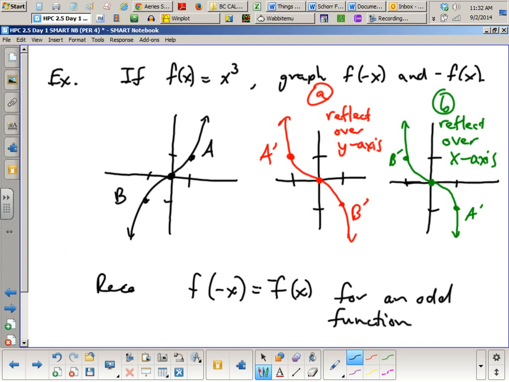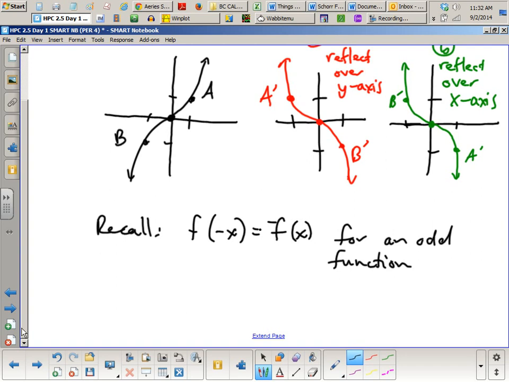So recall, f of negative x equals negative f of x is true for an odd function. But why did this happen? We say that f is odd here because this happened. But why did this happen? Let's look at it.